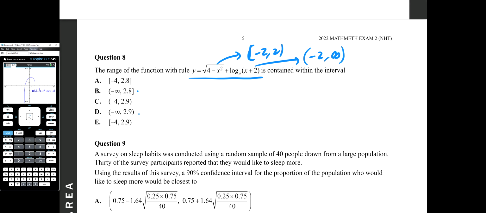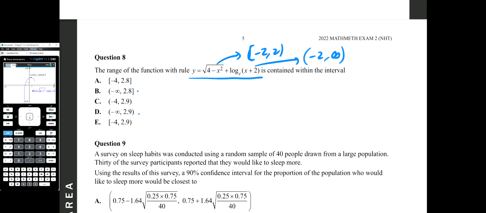To get the upper limit, we simply need to work out what the maximum is. So menu, analyze, and maximum, and we're going to find the maximum, and it's 2.87. Right, so clearly the graph does not stop at 2.8, so it can't be B, and in option D, we have 2.9 there, but it doesn't reach 2.9, and that is correct.